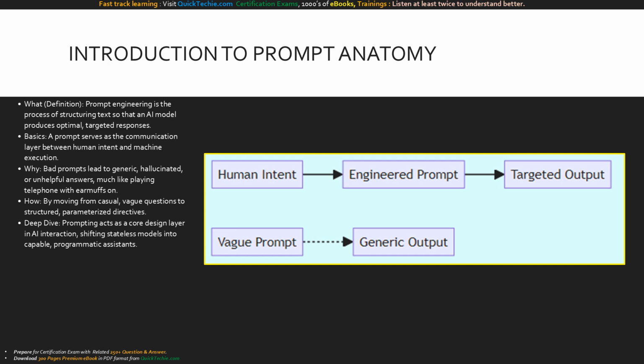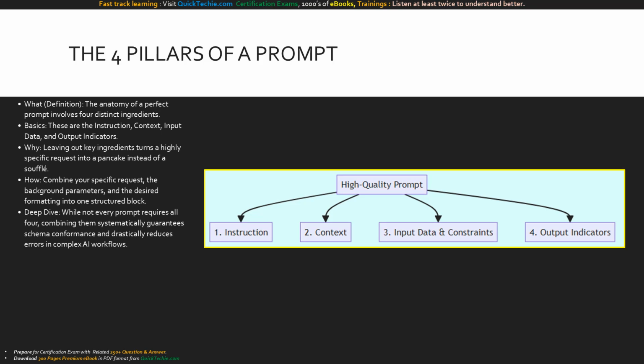Looking at our diagram, you can see the direct path from human intent to a targeted output. An engineered prompt guarantees a clear destination, while a vague prompt wanders off into generic territory. Now that we understand the why, let's look at the what.